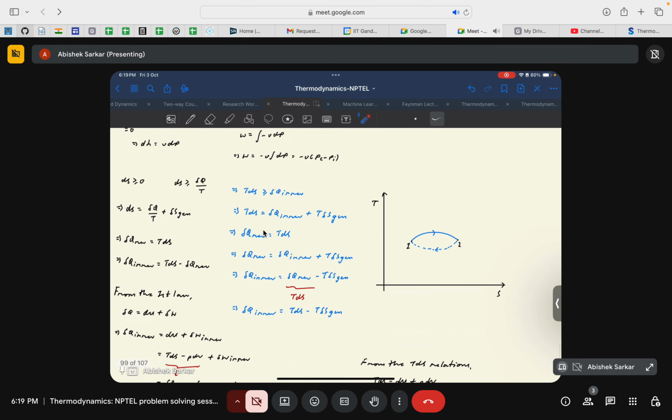So I think this is the last part of the theoretical discussion for today's class. A brief discussion on the entropy generation. Let us try to go through it. For this discussion, let us start with the equation that we have discussed.